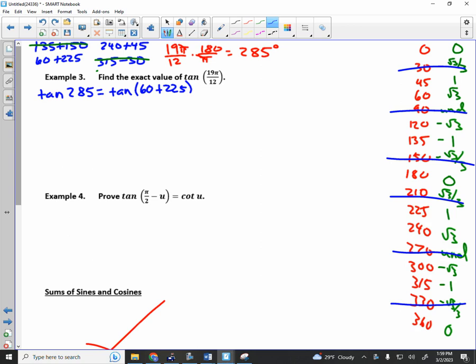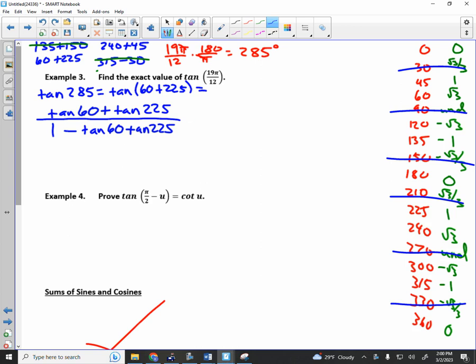So I just took 285, separated into those two. Now we're going to expand it using the tangent formula. So I have the tangent of 60. What next? What does your formula say? Plus tangent of 225. 1 minus, good, is opposite sign. Tangent 60 times tangent 225. Good.